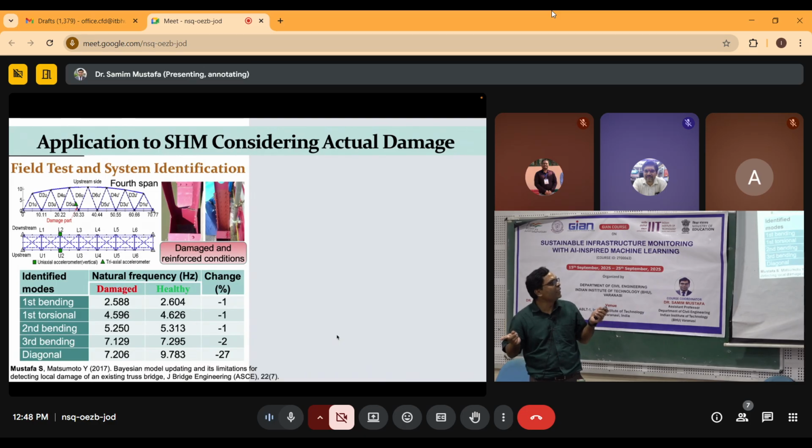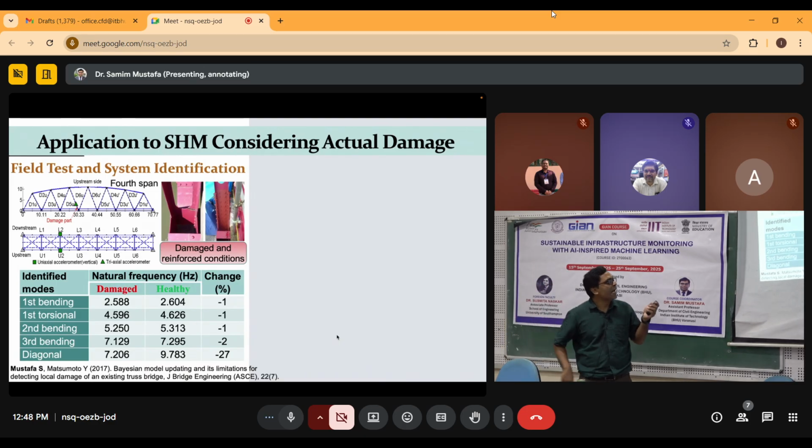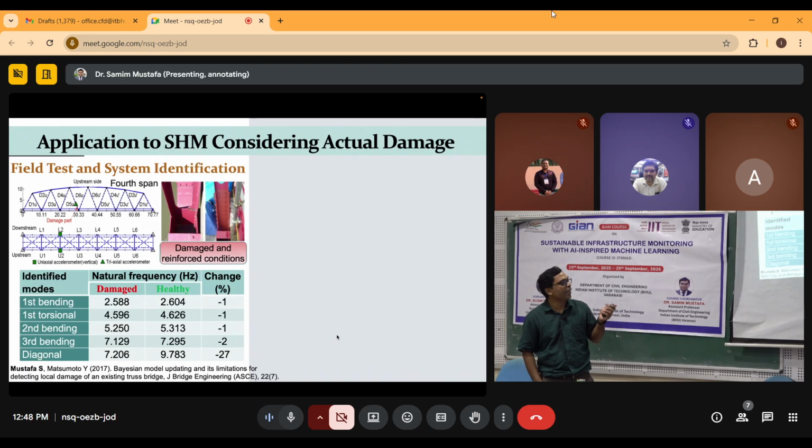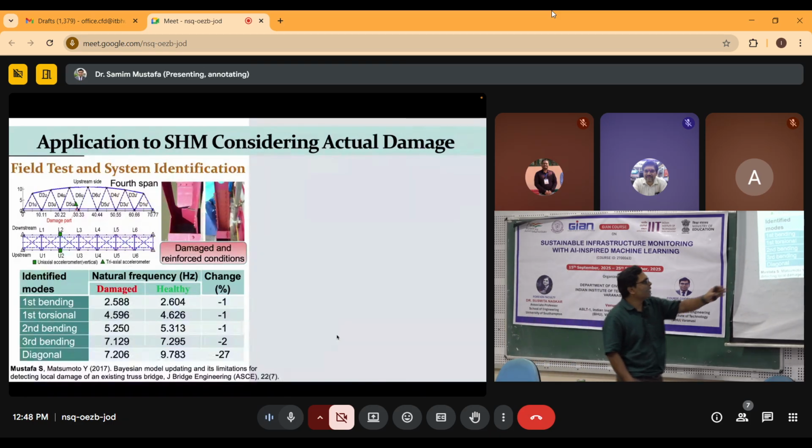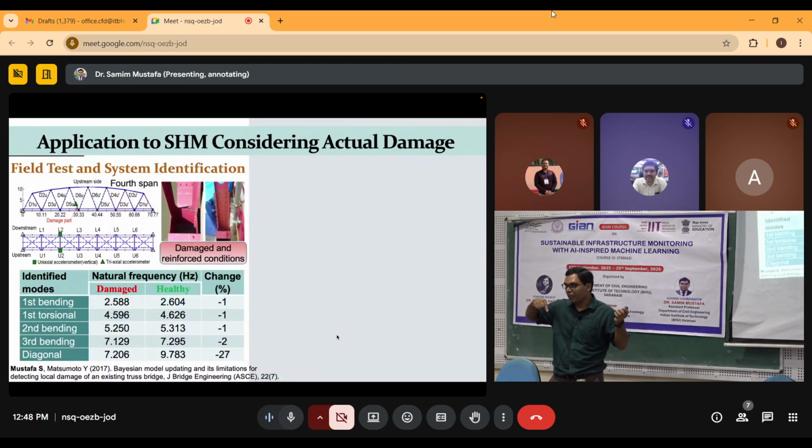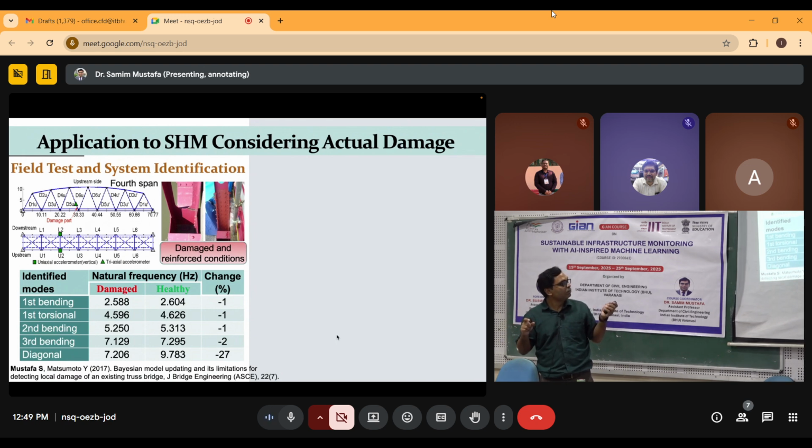In the fourth span of this bridge, there was actual damage in the lower end of a diagonal member, which needed to be treated or corrected in quick time. At that time we had measurement with only two sensors, so that the measurement could be performed quickly, and subsequently the retrofitting or reinforcement of that damaged member could be done. This picture shows the reinforced condition, and this picture shows the damaged condition.